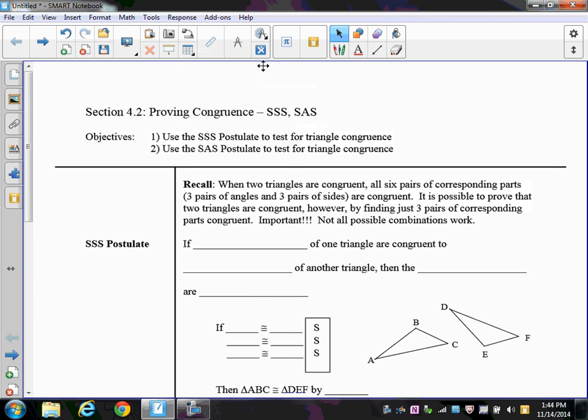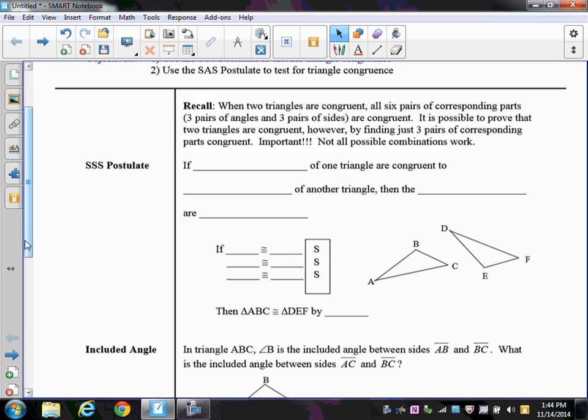These are the notes for section 4.2, proving congruence SSS and SAS. The objectives are to use the SSS postulate and the SAS postulate to test for triangle congruence. The first thing we need to recall is what was covered in the 4.1 notes.